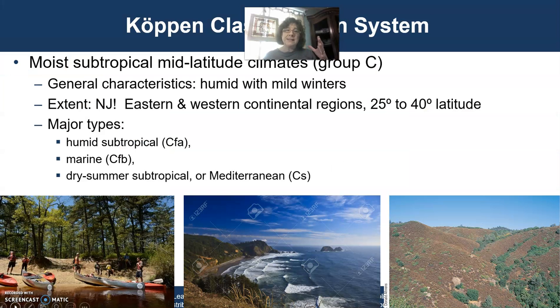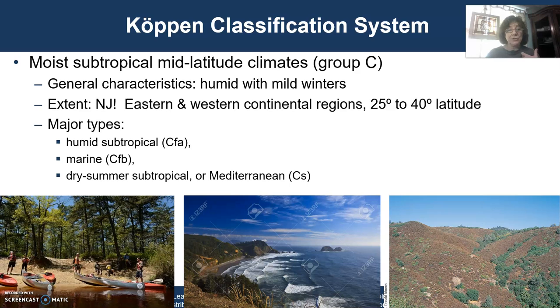When we talk about Group C, which is the moist subtropical mid-Atlantic climates like New Jersey, we're at the top of the Group C climate system. General characteristics: humid with mild winters. And they are generally on the eastern and western edges of the continents. So they are impacted by the land-sea distribution, as we are, and they're generally about 25 to 40 degrees latitude, more like 32 to about 40 degrees latitude.